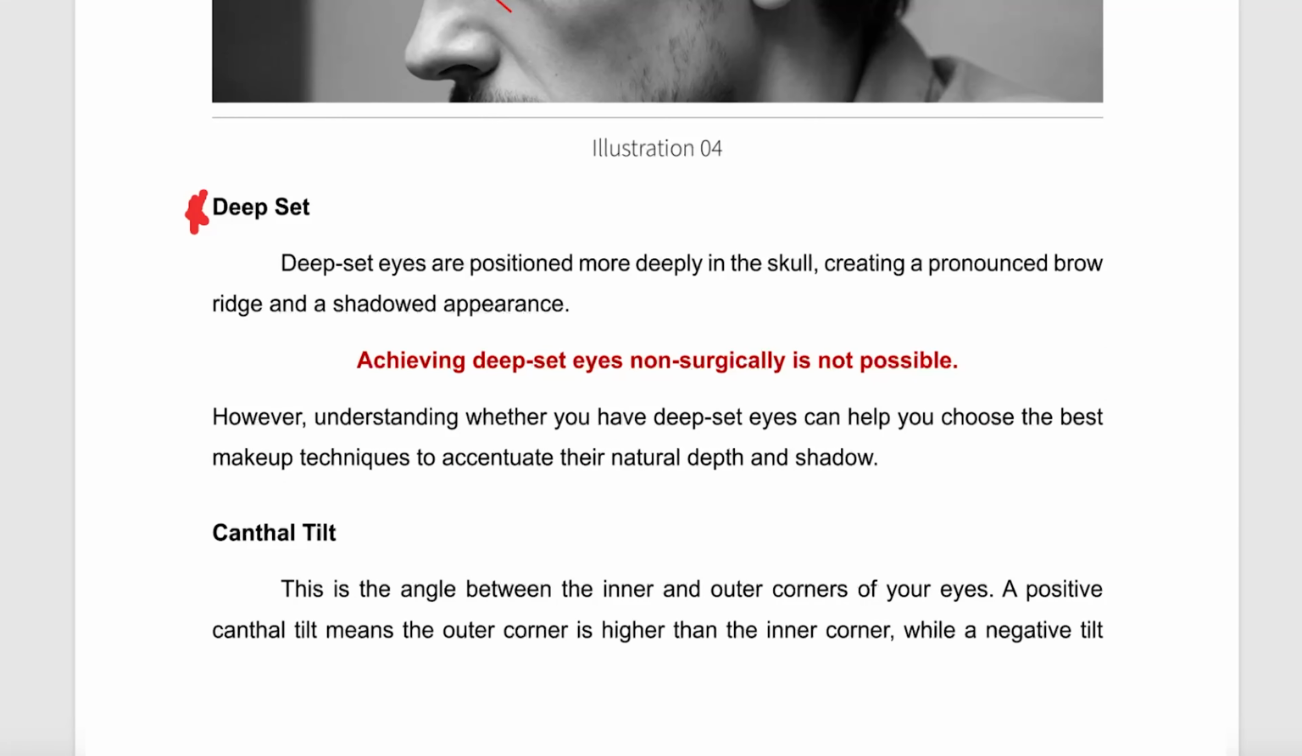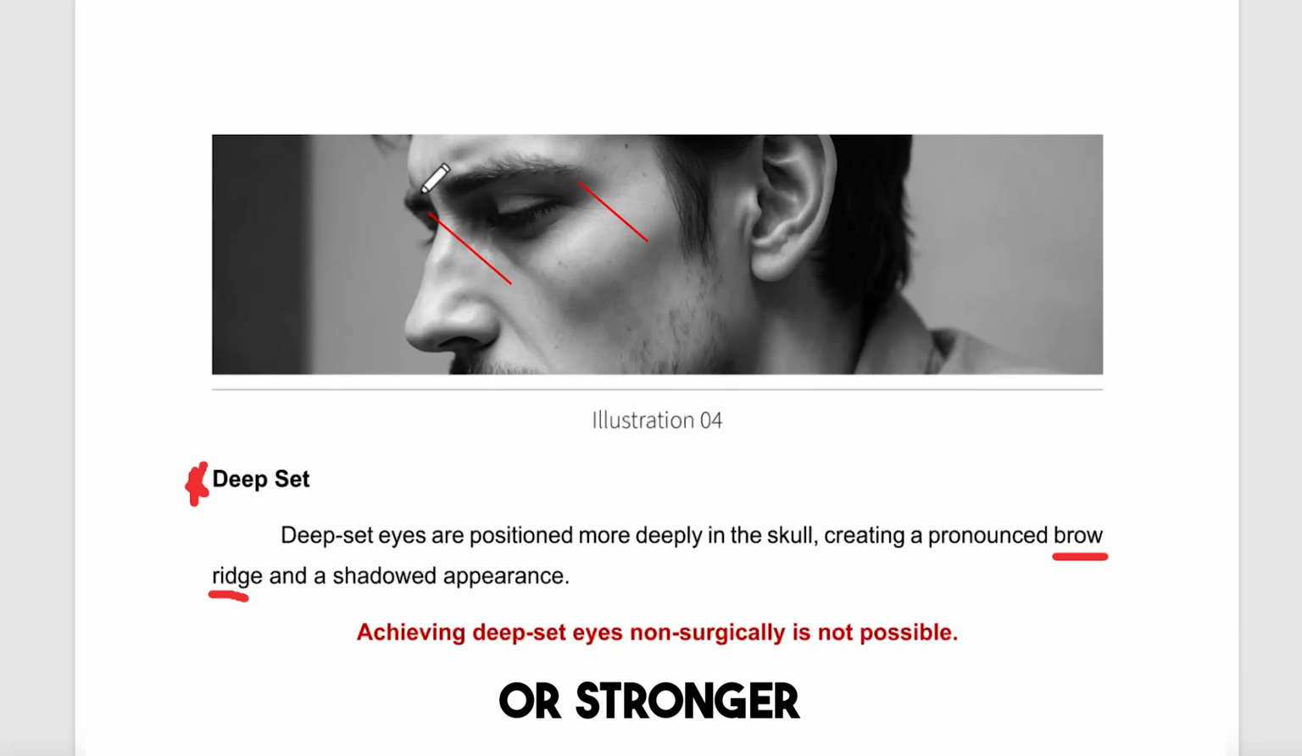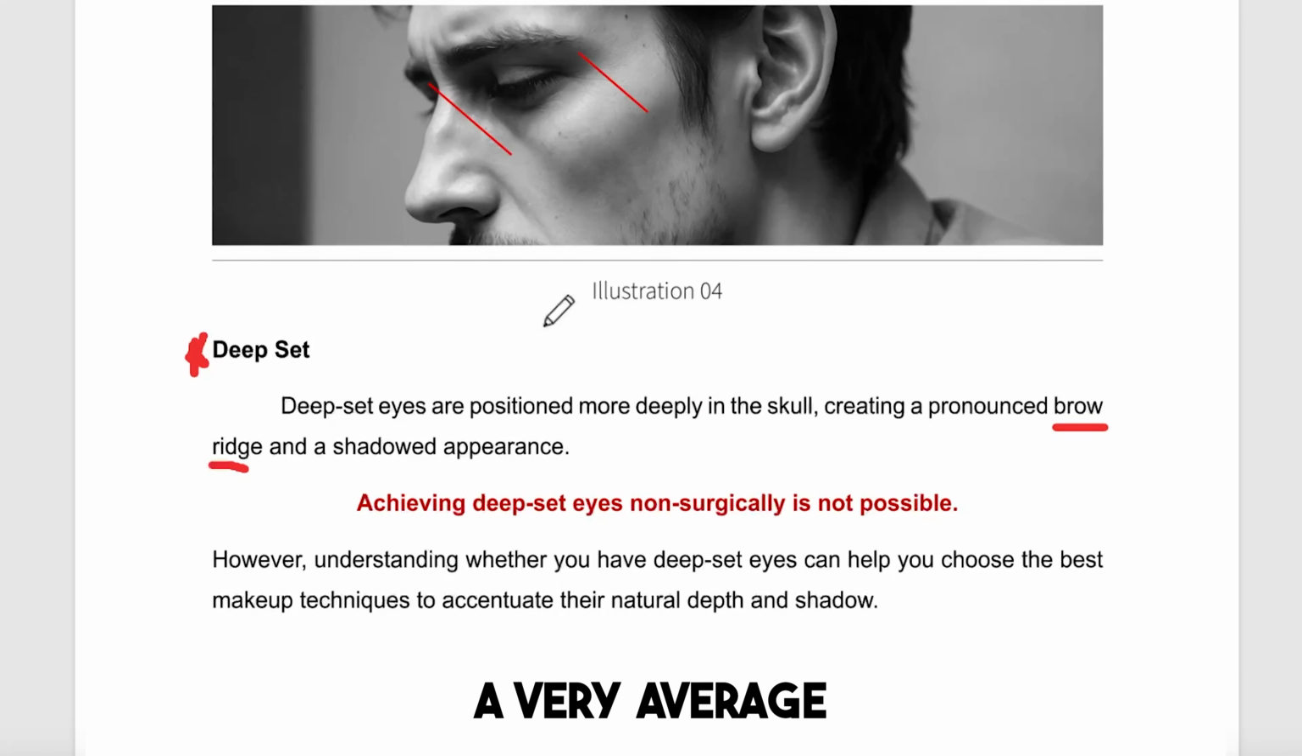Rather, we're referring to deep set eyes. They're positioned more deeply in the skull, creating a pronounced brow ridge. So having your eyes deeper set is going to make your brow ridge appear thicker or stronger, right? In reality, you could have a very average brow ridge, but because of how deep set your eyes are, it creates this shadowed appearance. Normally, you want to have a bit of a combination of both.